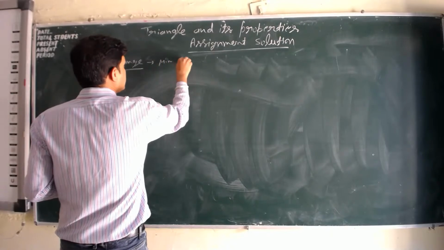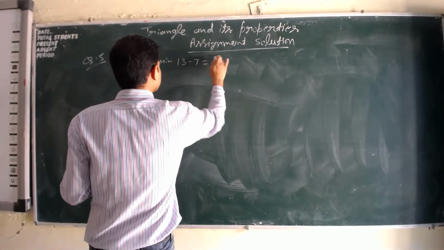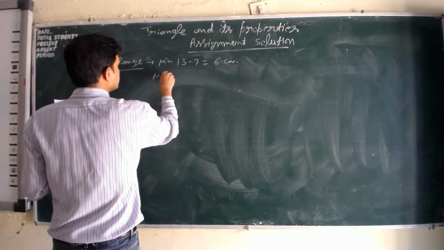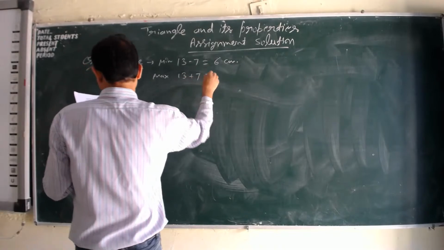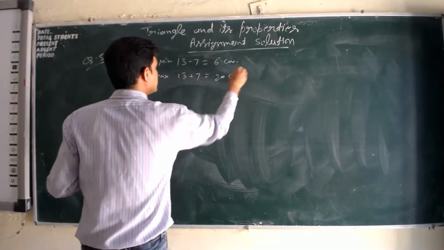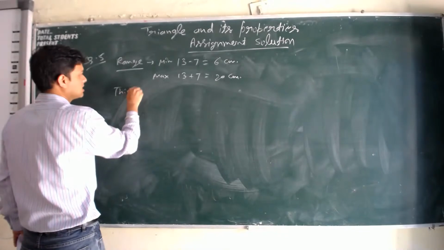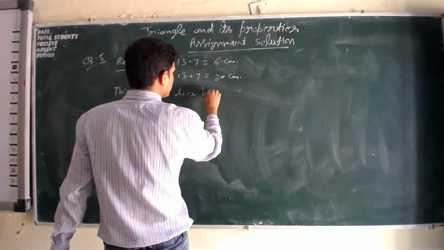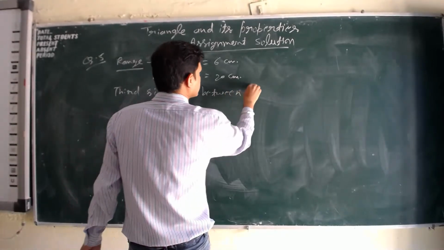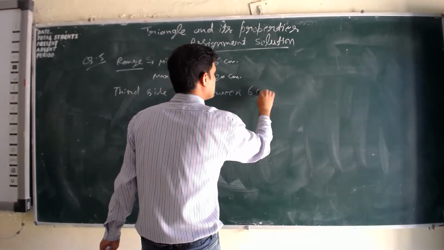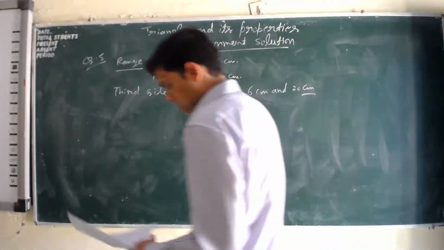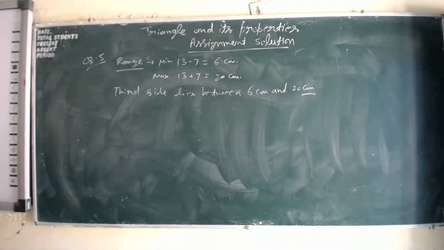Or in between lies minimum 13 minus 7 is equal to 6 centimeter, and maximum 13 plus 7 is equal to 20 centimeter. It means the third side lies between 6 centimeter and 20 centimeter. That's the answer of question number 5.